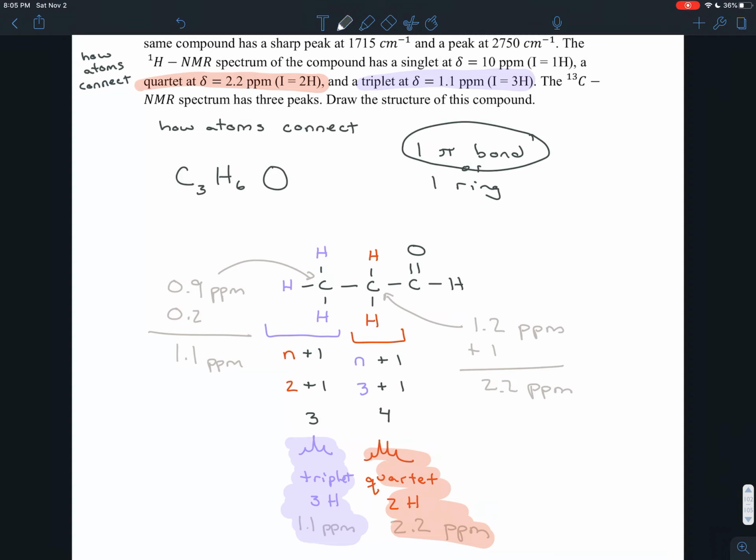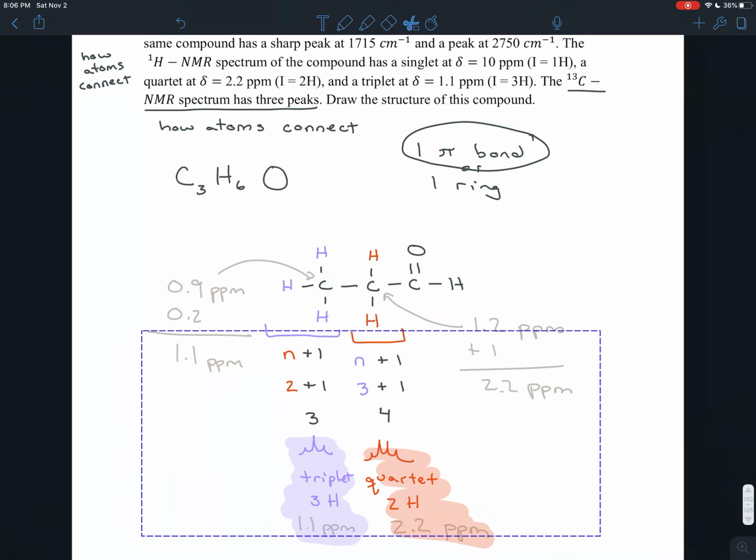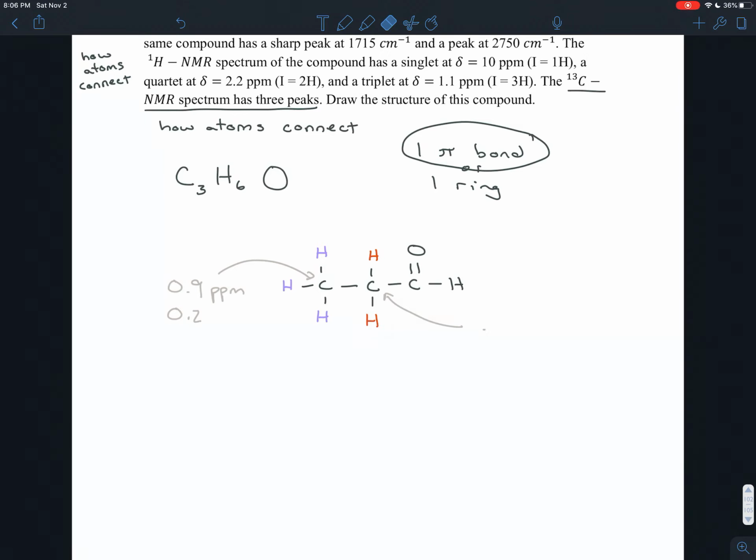Finally, you can use the carbon-13 NMR spectrum to further confirm your structure. Now, it says the carbon-13 NMR spectrum has 3 peaks. And what that means is you have carbons in 3 different electronic environments here. So let's get rid of this hydrogen data and start thinking about the carbons and the environments that they are in. You have 3 carbons, and they each are in a different electronic environment.